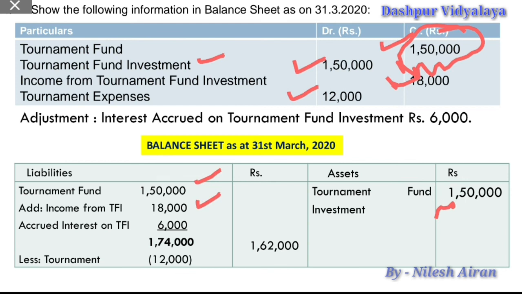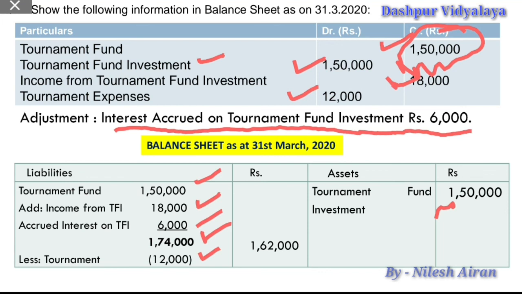And then accrued interest. We are given here that accrued interest on tournament fund investment is rupees 6,000, so this amount will be added. Total amount of the fund is 1,74,000 and 12,000 is the expenditure. So when 12,000 will be deducted out of it, it will be 1,62,000. So this amount will be shown on the liability side of the balance sheet.